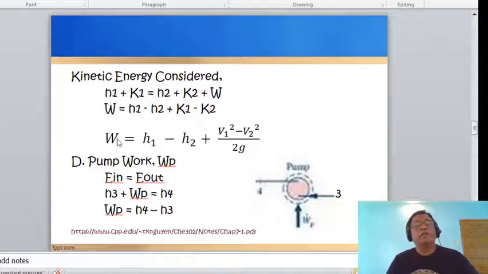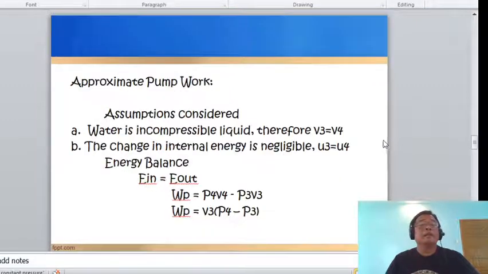And then that equals the enthalpy at 4. Of course, the enthalpy at 4 is equal to the enthalpy of the liquid at the boiler pressure, unless otherwise specified. So getting now the pump work, it equals the difference between h sub 4 and h sub 3, class.